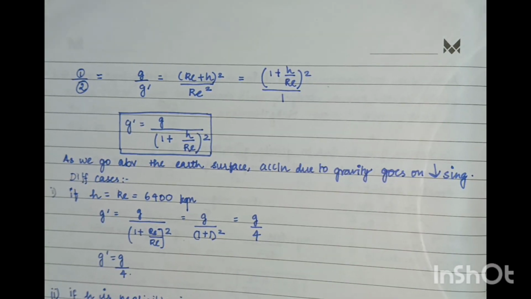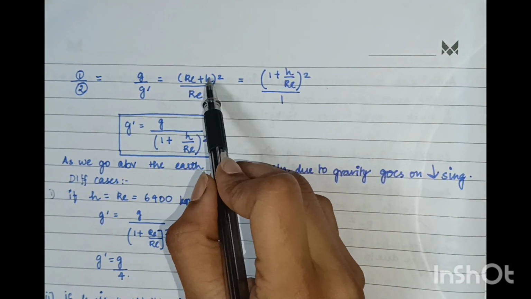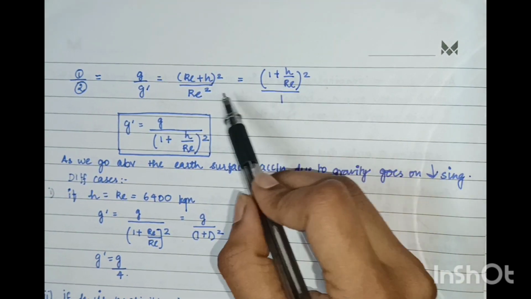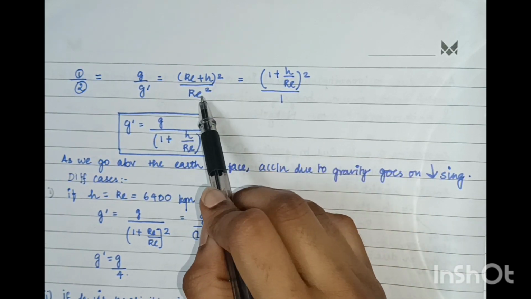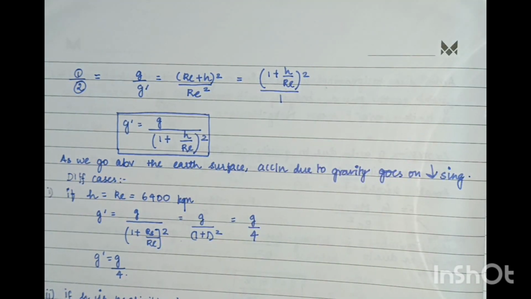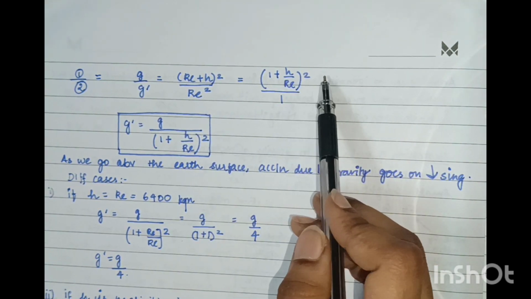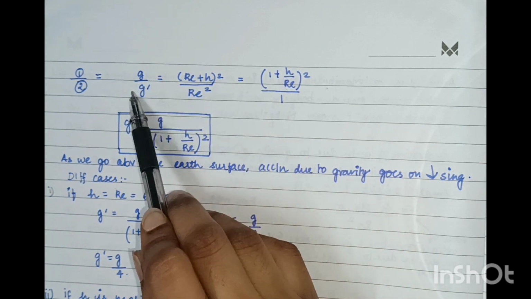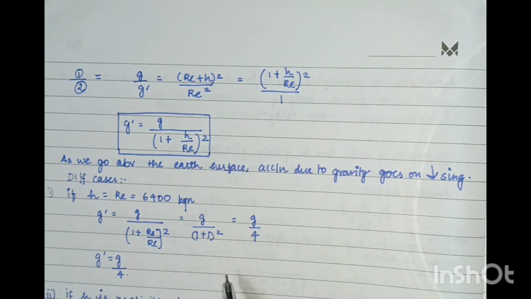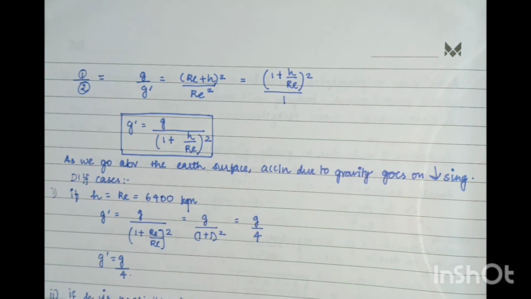So now we are just dividing the above two expressions that I have shown. So G by G dash is equal to (R plus H) square by R square. Now we are writing this in this format. (R plus H) whole square by R square will be equal to (1 plus H by R) whole square by 1. So now G by G dash is equal to (1 plus H by R) whole square. Now from these two I am writing G dash is equal to G by (1 plus H by R) whole square. So this is the value of gravity at a certain height.